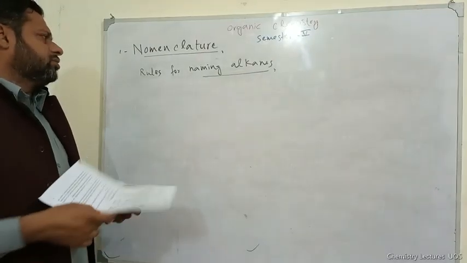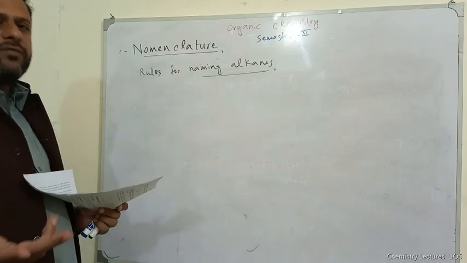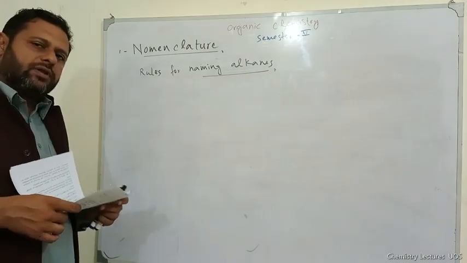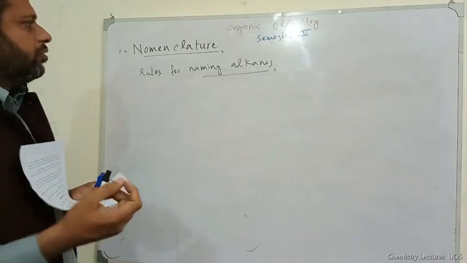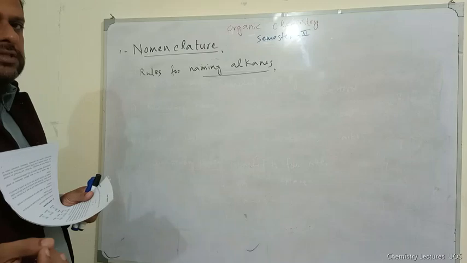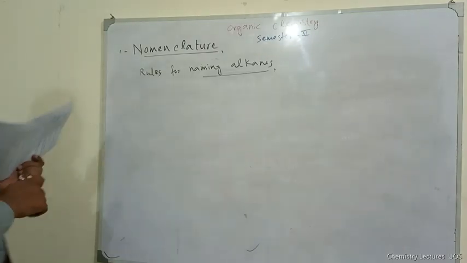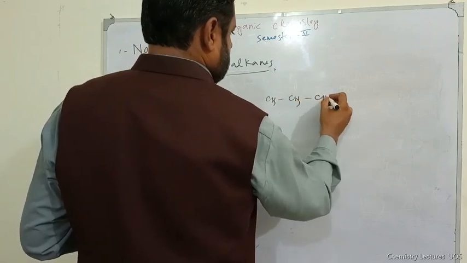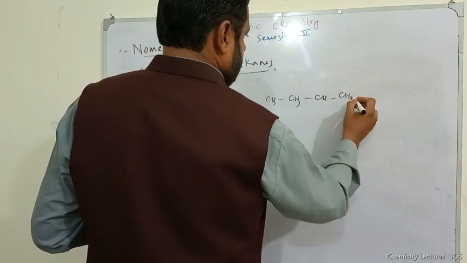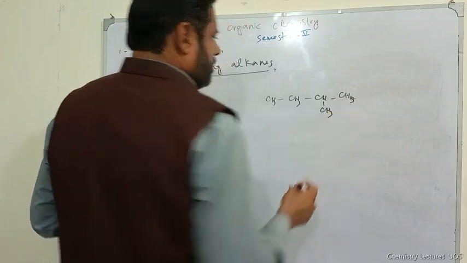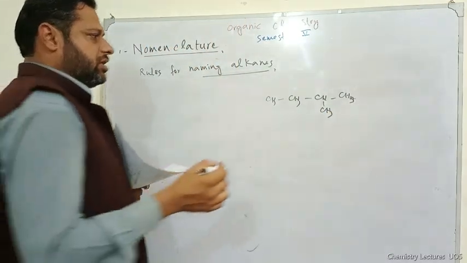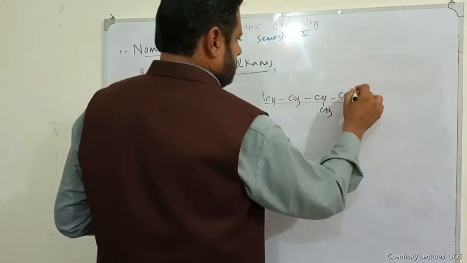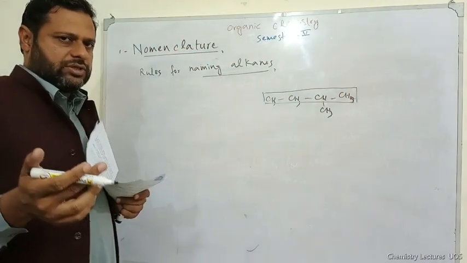Now our next topic is rules for naming alkanes. I believe that you have understood in a good manner how to name the alkanes. So I will give you just a few hints for the naming of alkanes. As you know, for the naming of alkanes, we have to make the longest chain. So you have to select the longest chain, the chain which contains the branch. So this one is the longest chain. First thing is to select the longest chain.